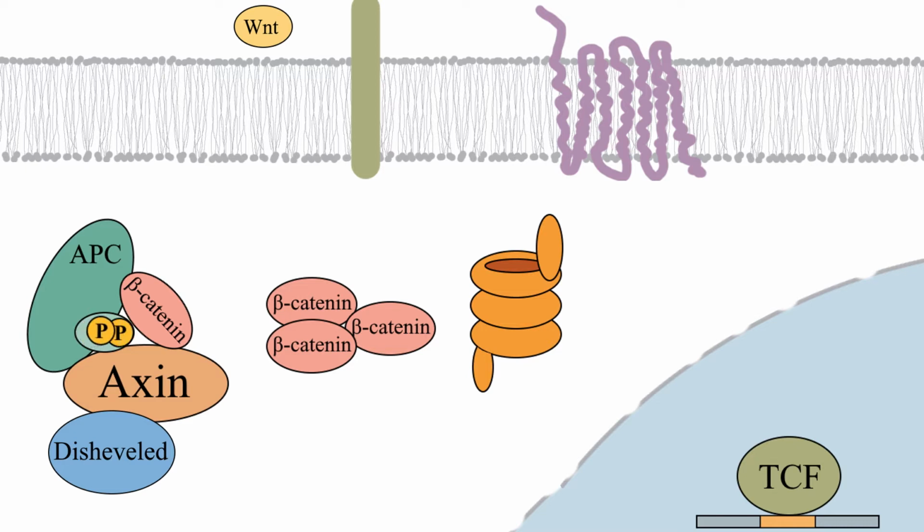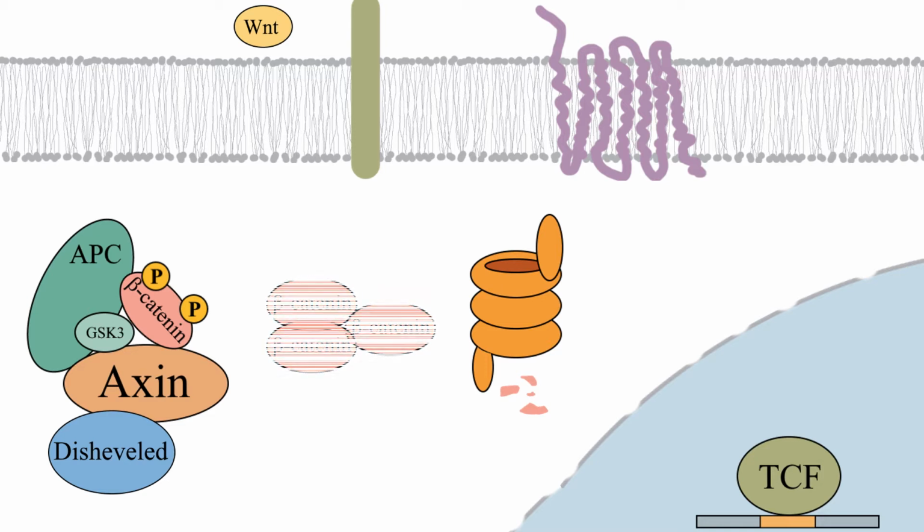In the complex, one of GSK3's main roles is to phosphorylate β-Catenin. This flags the cofactor to be tagged by a protein called ubiquitin. Ubiquitin tagging directs β-Catenin to a proteasome for degradation. This prevents β-Catenin from accumulating in the cell.